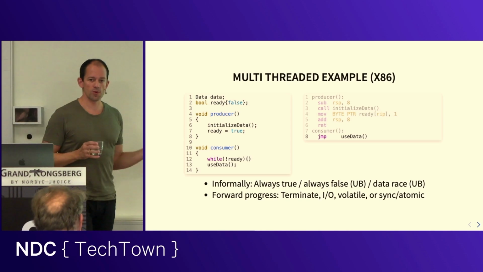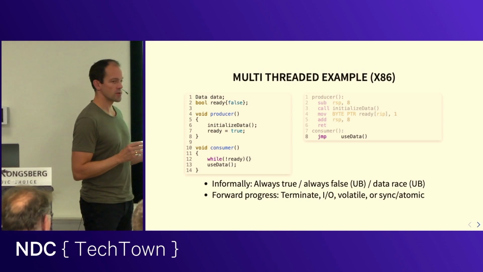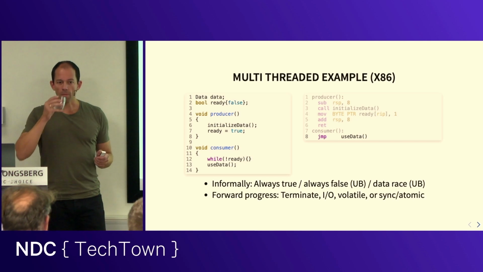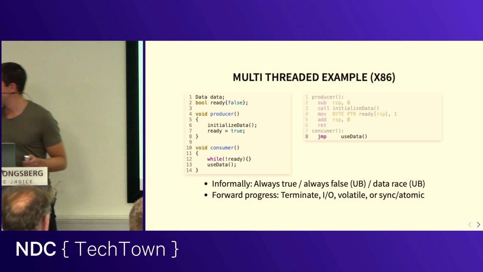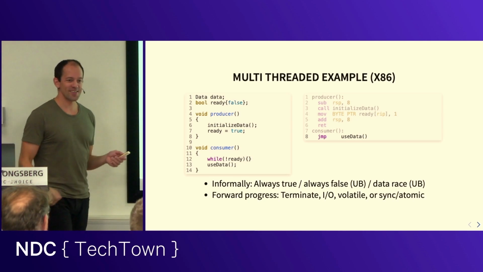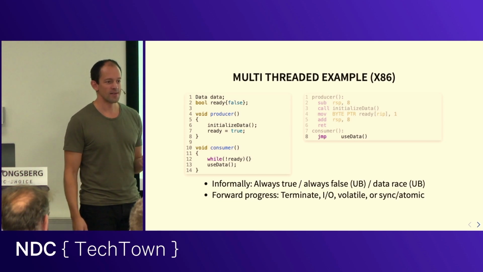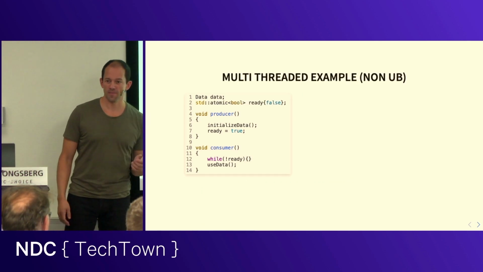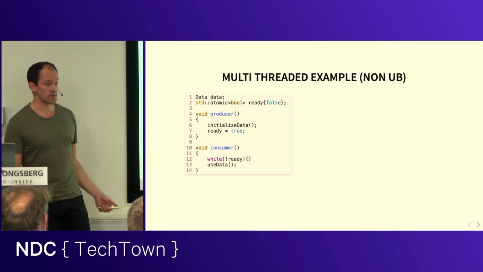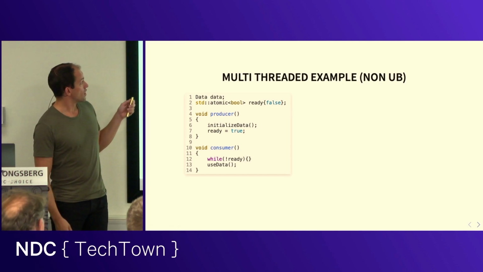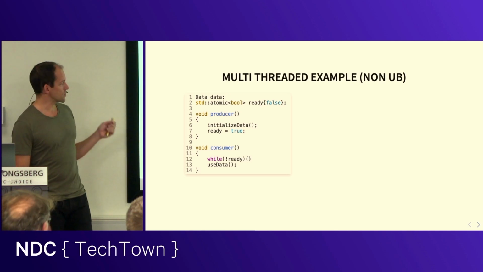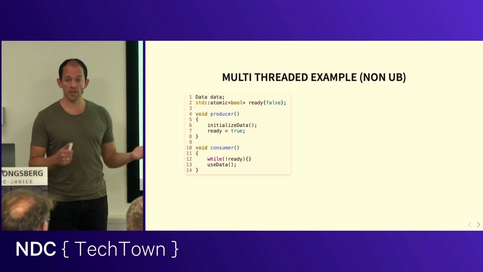So how do we fix it? How do we make this non-undefined behavior? What's the smallest change you can think of to make it non-UB? Not volatile. Like what do we want to make atomic? Yeah, we only make the bool atomic, and that's the interesting thing here. So the data is not atomic. It's only the ready flag that is atomic, but still we avoid any data race.